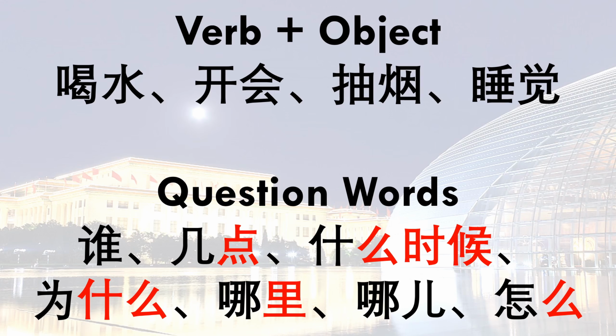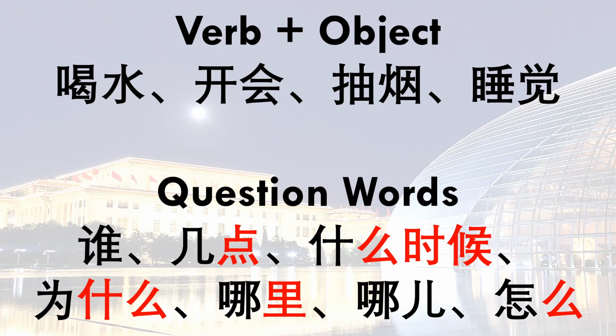This explains why 开会 has the sharp drop at 会, because it's of the form verb plus object. 开, it means to open, but really here you could think of it as to hold, and 会, like a gathering, a meeting. So hold a meeting, that's to meet, I guess, to have a meeting. 开会, 抽烟, 睡觉 to sleep. You need to have the sharp drop on both parts of the word.